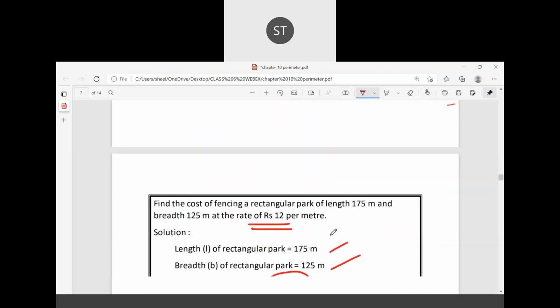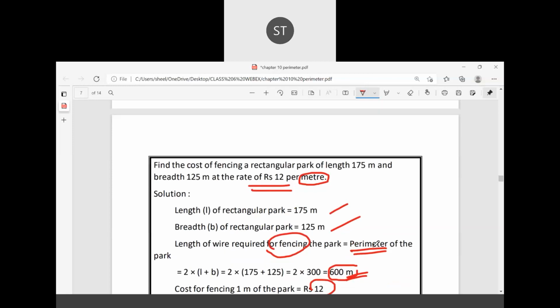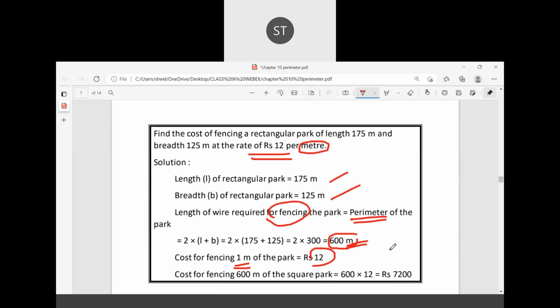Here also find the cost of fencing. Rectangular park is length 175 and breadth 125 meter at the rate of rupees 12 per meter. Here also meter is given. The rupees is given for meter. So we always check whether our perimeter unit is also the same or not. Perimeter unit is also the same. Here also you can see that it is 600 meter only. So cost for fencing 1 meter of the park is equal to rupees 12. So what we should do here, 600 into 12, that is to be multiplied, 7200 only.